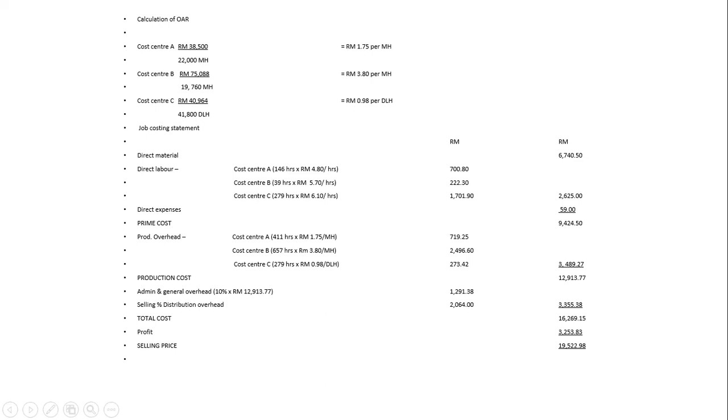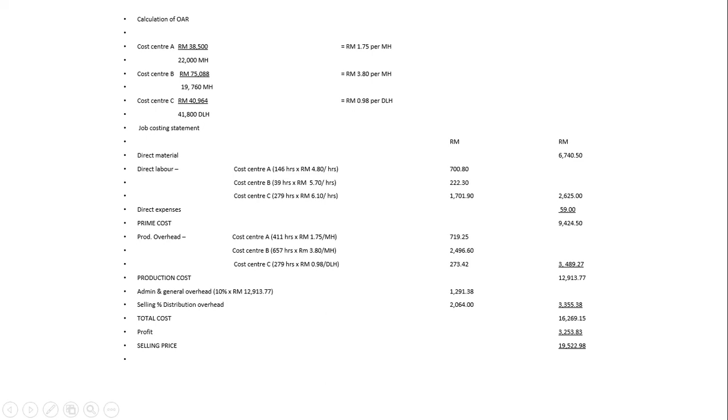Then the third element, we have direct expenses. We have 59 ringgit. Then total up all these, you have direct prime cost. Direct material plus direct labor plus direct expenses, you have prime cost 9,424.5.